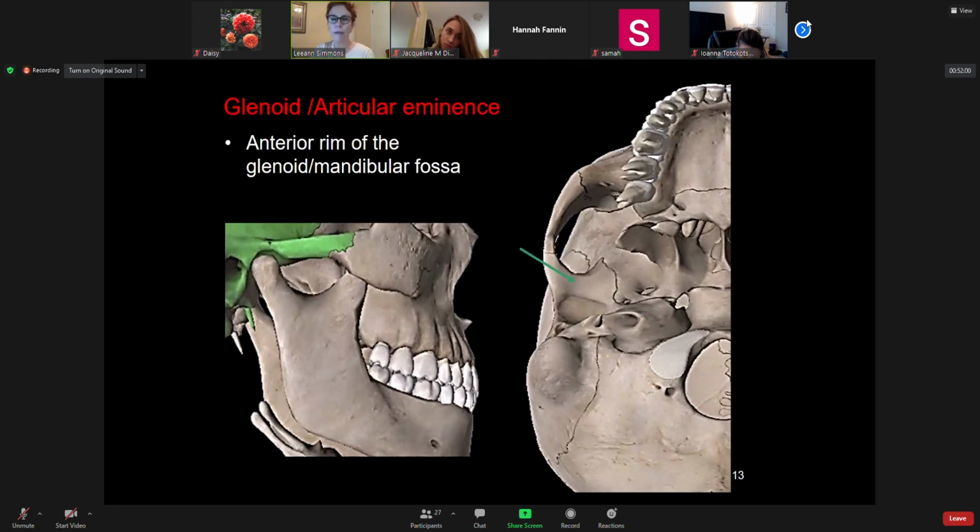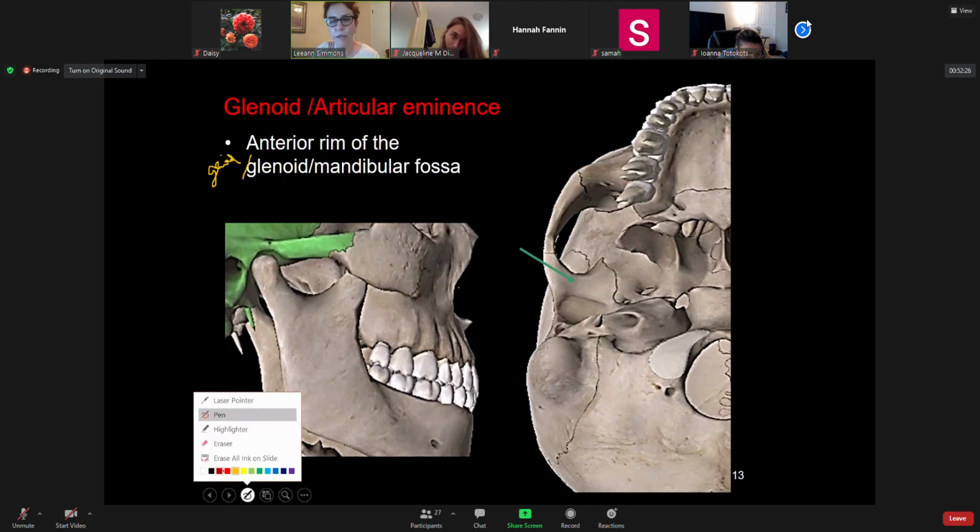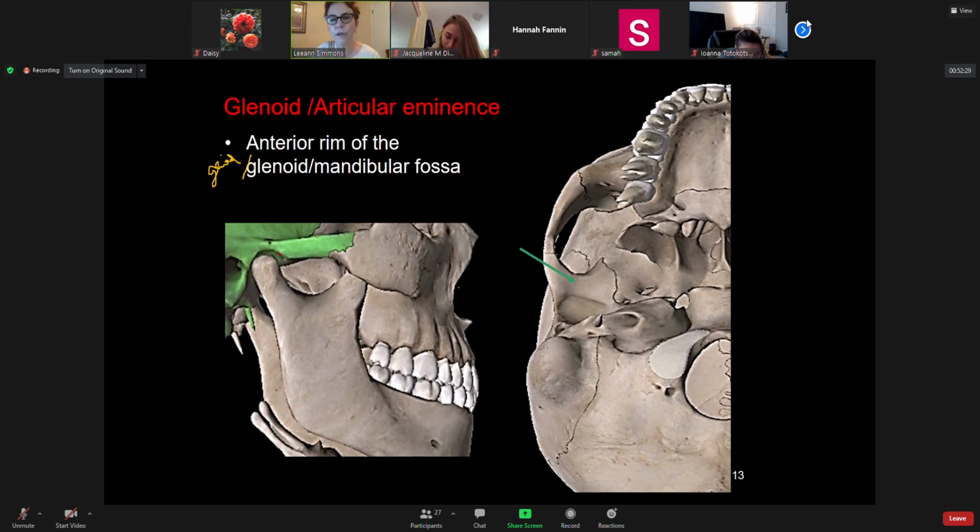The articular eminence is the anterior rim of that fossa. That says glenoid right there, believe it or not. But this is the articular eminence. I'm going to get it red. There is your articular eminence. That's that part that dips down right there. It is this entire anterior rim, however, of this fossa. Okay, it's not just that little V.